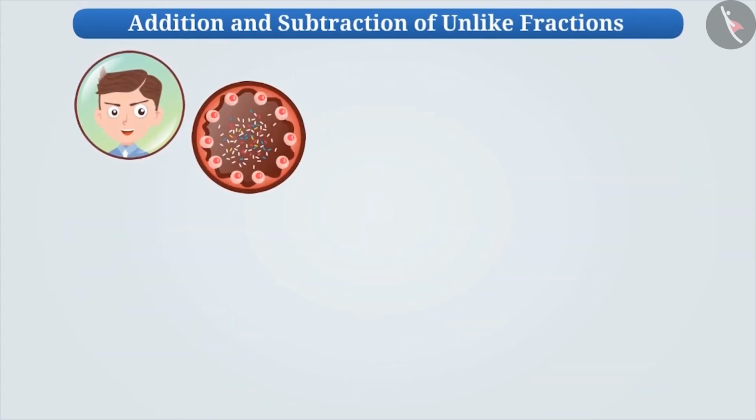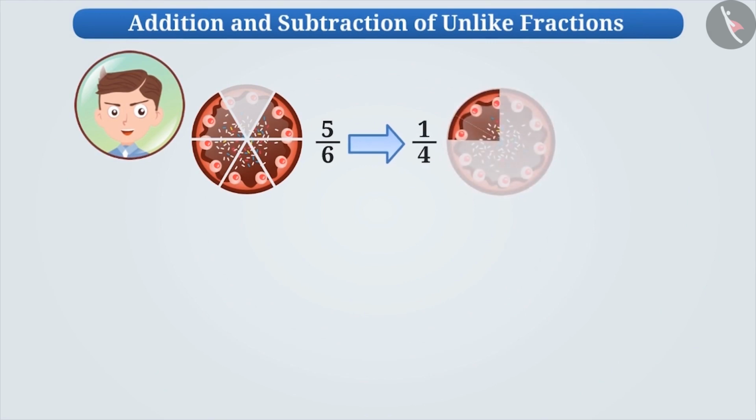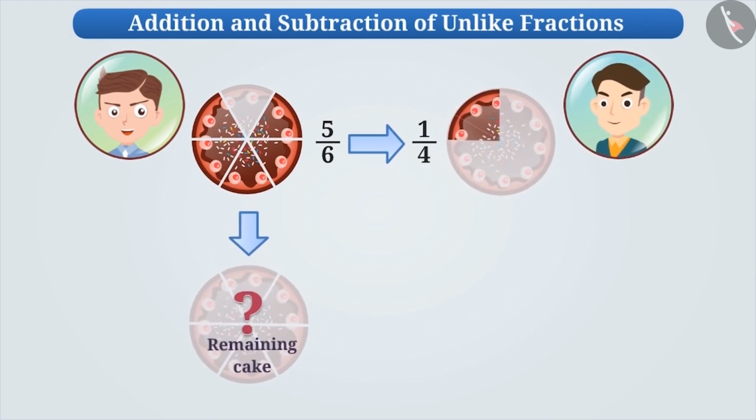Now suppose you have 5 by 6 parts of a cake, out of which you have to give 1 by 4 parts of cake to your friend. How will you find the remaining part of cake? In order to find this, we need to subtract 1 by 4 from 5 by 6. Let us learn how to do this.